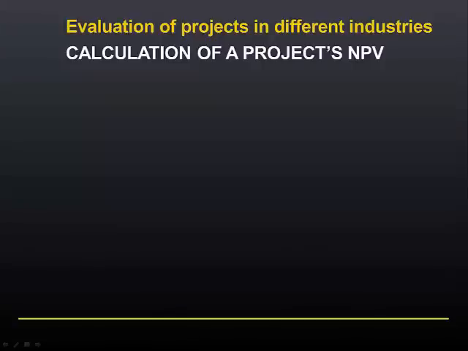Throughout the previous modules in this topic, we've looked at the various calculations necessary to work out a firm's weighted average cost of capital. We then looked at the assumptions that needed to hold for us to be able to use the WACC as the discount rate when evaluating a project. There is one other circumstance in which we have to be careful about whether we use the WACC as a discount rate, and that's when we're talking about projects in different industries.